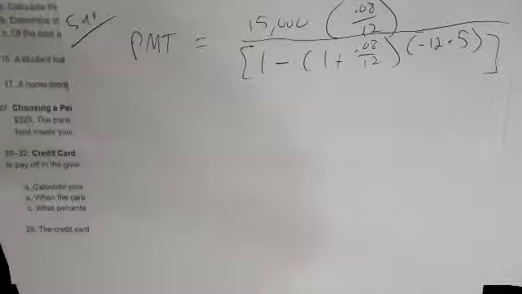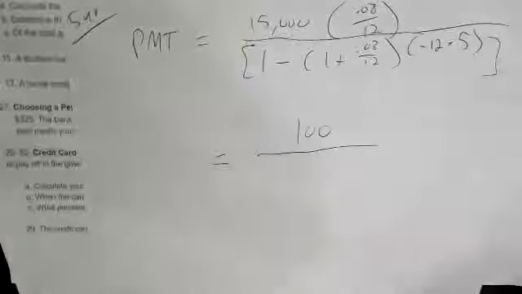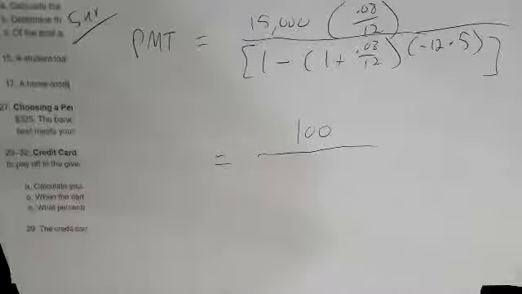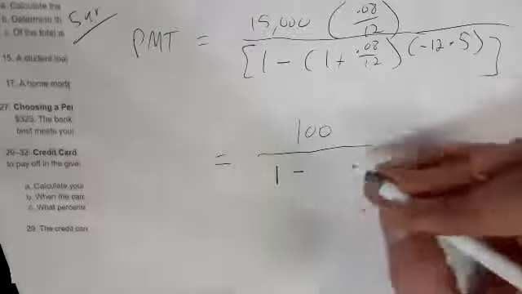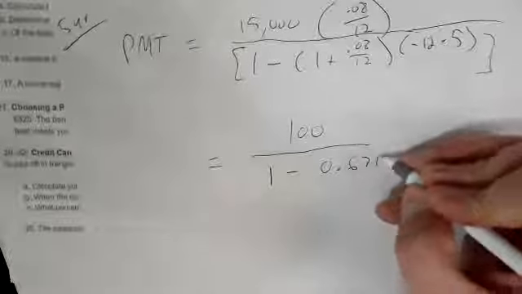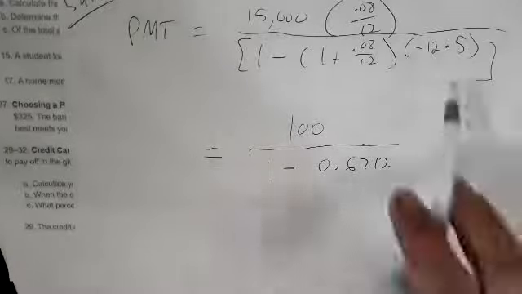0.08 over 12. And I multiply that by what, 15K? I should be getting 100 on top. So 12 times 5 is 60. 1 minus 0.6712, somewhere in that ballpark. This is to the negative 60.